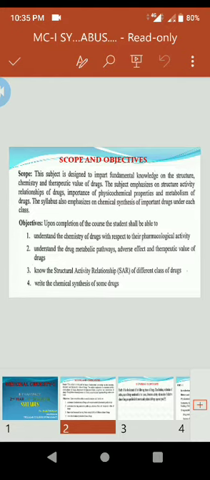The objective is to understand the chemistry of drugs with respect to biological activity, to understand the drug metabolic pathway, adverse effects and the therapeutic value of drugs, and to know the structure activity relationship of different classes of drugs. Finally, we need to draw the chemical synthesis of a few drugs.